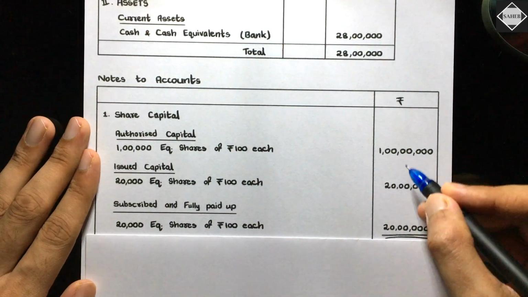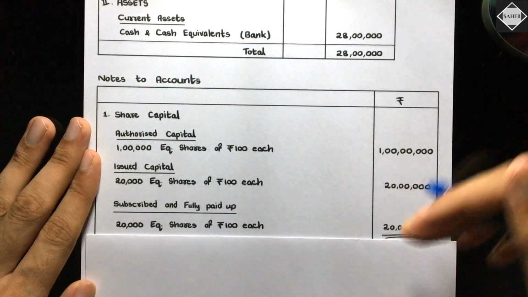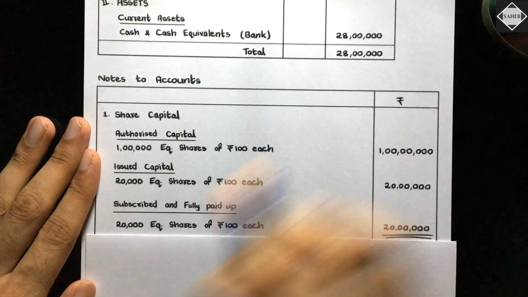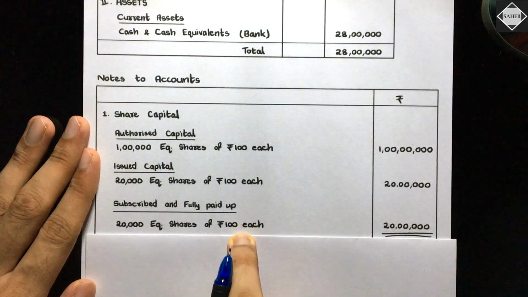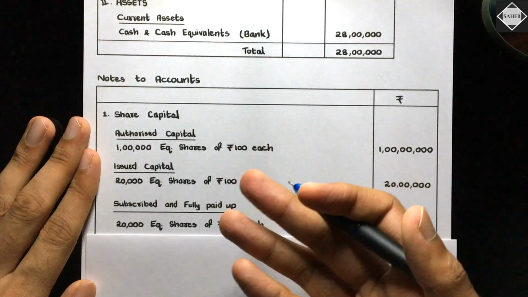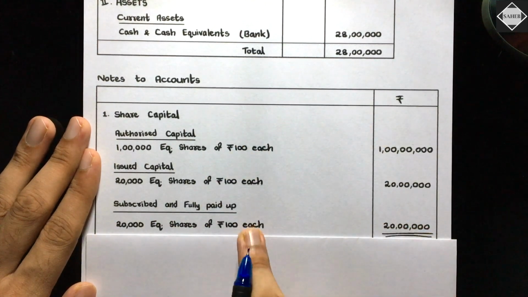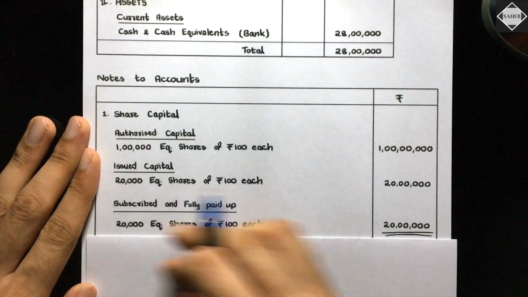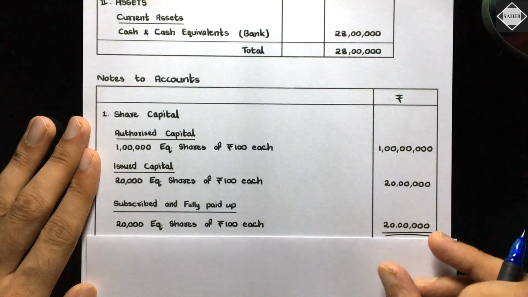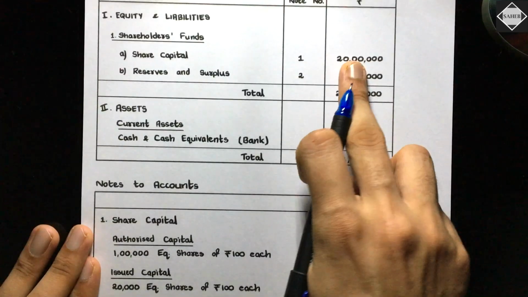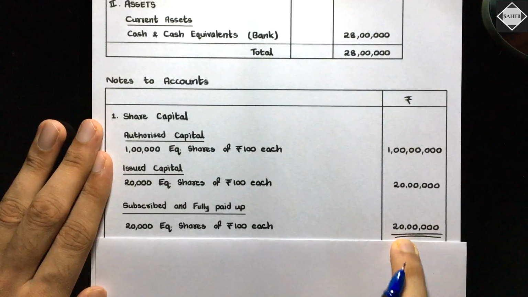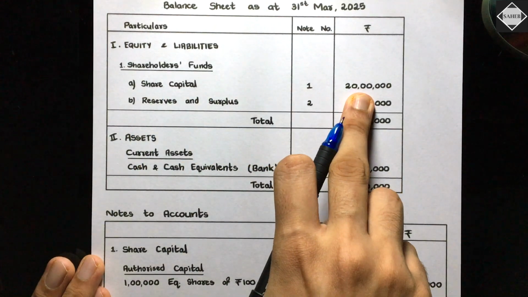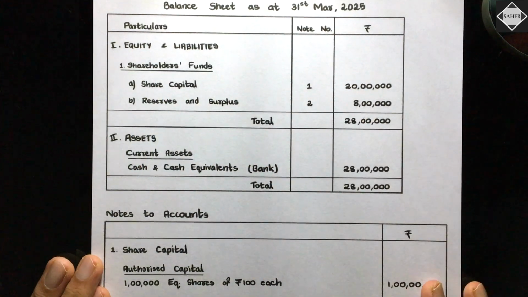Yes, this and this will not be considered in calculation, this is just presentation. The main thing is this only. Here you will do what? If there are any shares forfeited, you will add; any calls in arrears, you will subtract. All this will happen over here. Is that clear? And here you will get the one amount which will be taken to the balance sheet. Fine, so this 20 lakh will go over here, share capital 20 lakh. Is that clear? Simple and straightforward.